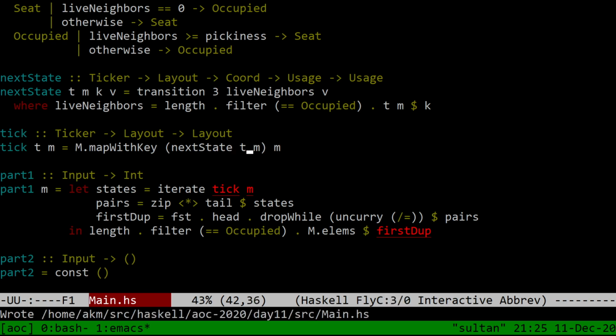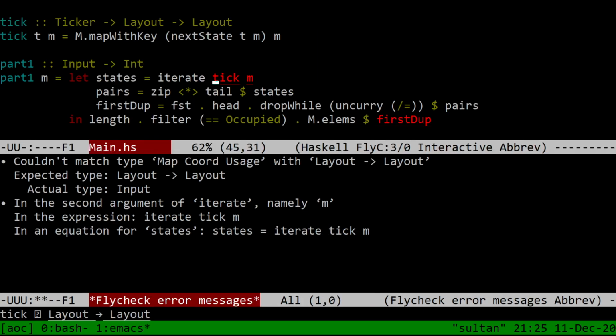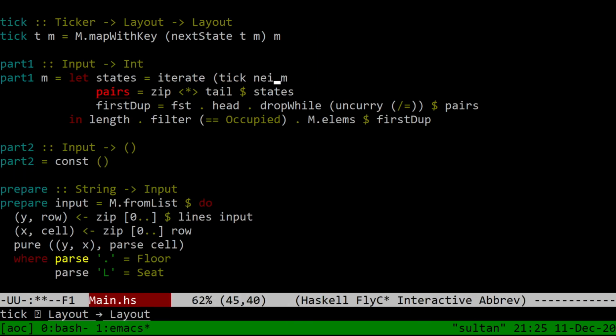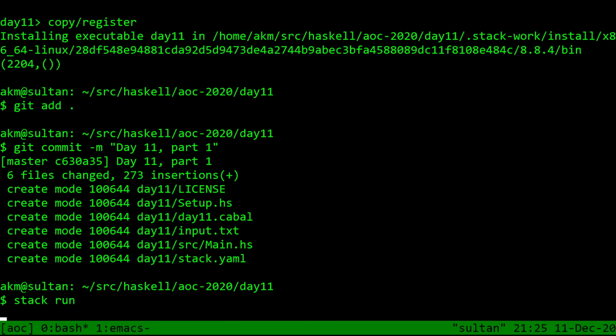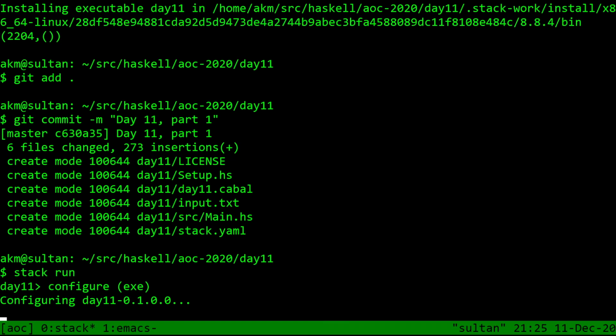There you go. Tick. We need to iterate tick of neighbors. Right? Okay. So now that we've done this, first of all, let's just check that it still is correct. We're looking for 2204.